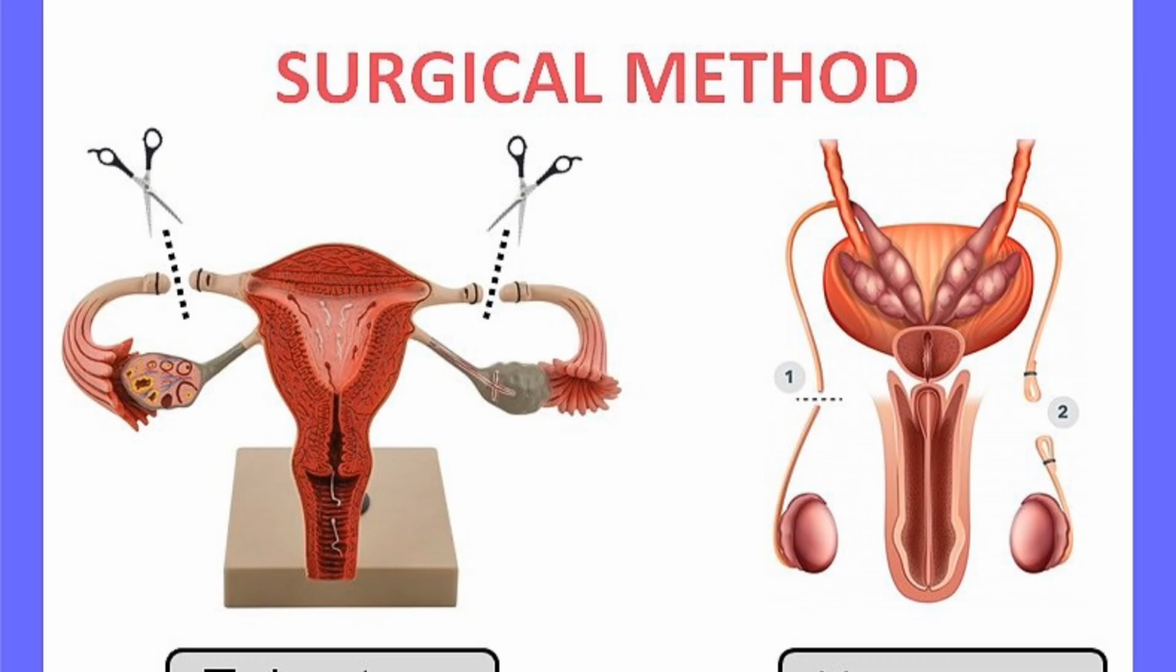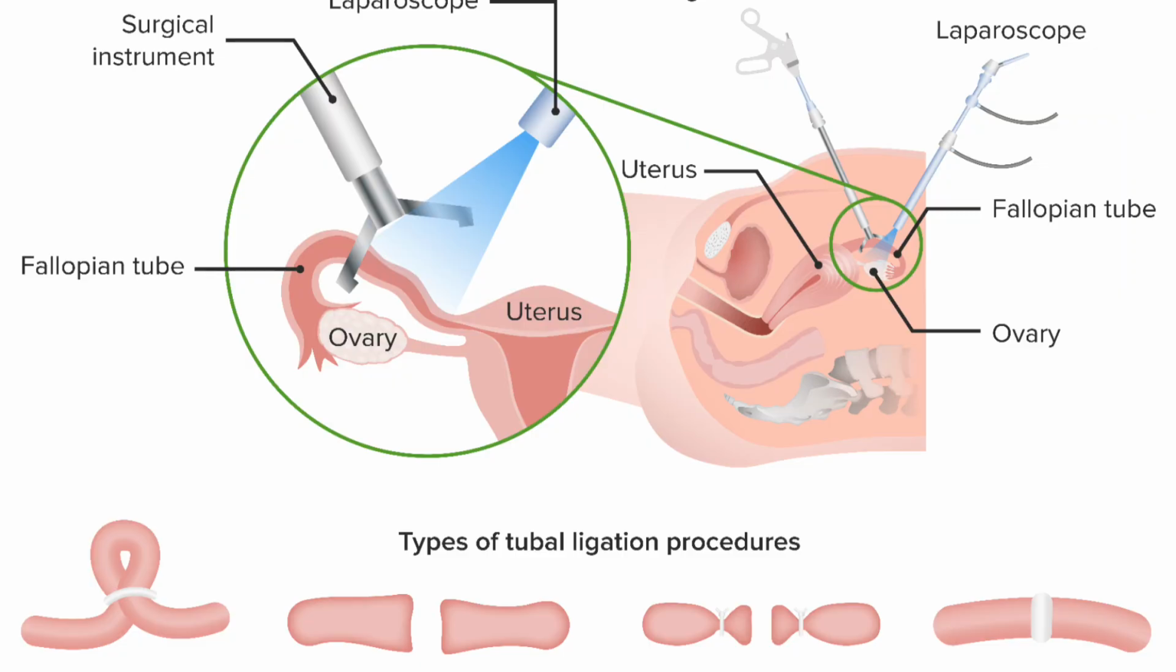The last method is the surgical method of contraception. Surgical methods of birth control are available for both males and females. They are otherwise called sterilization techniques. They are usually irreversible. Once it is done, there is no coming back. These methods are highly effective, with a 100% success rate.